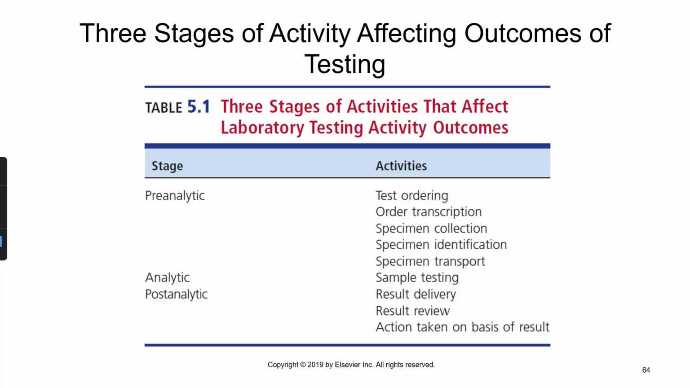But the 3 stages of activities that affect laboratory testing: pre-analytic, analytic, and post-analytic. I mentioned before, these 3 terms are going to haunt you through this entire program, and they're going to continue coming back when you get out in the profession. So these are really important. Pre-analytic would be test ordering, order transcription, specimen collection, identification, and transport. Analytic is the actual testing of the specimen. And post-analytic: result delivery, result review, and the action taken on the basis of the result.